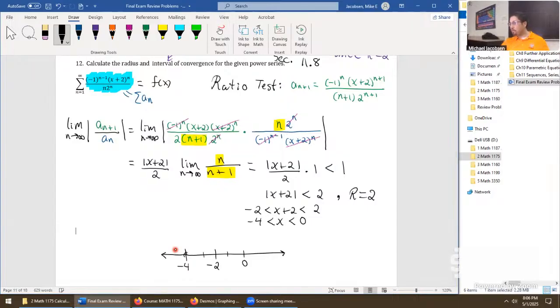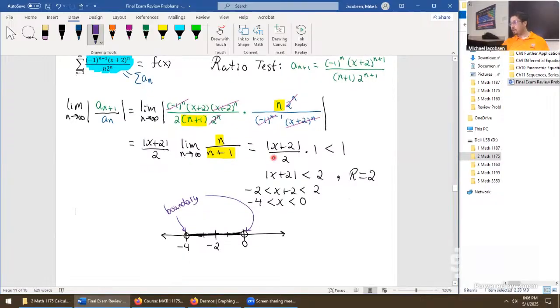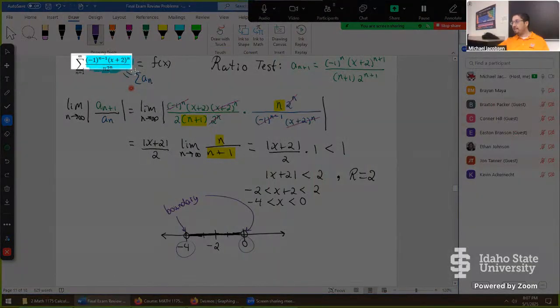Now, it's an open question if it converges here, so I'm going to put in a circle. I might leave it open or I'll fill it in. But everything on the inside is absolute convergence. So we converge on this interval. The only question is the boundary. So that's where the further testing is going to occur, at -4 and at 0. Let's bring this back in.